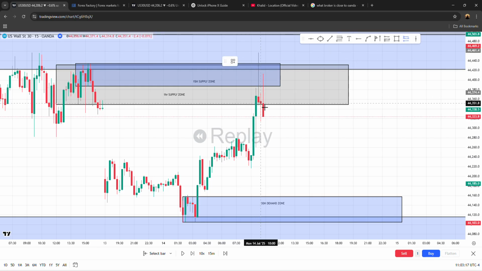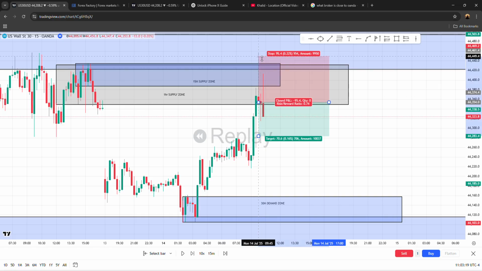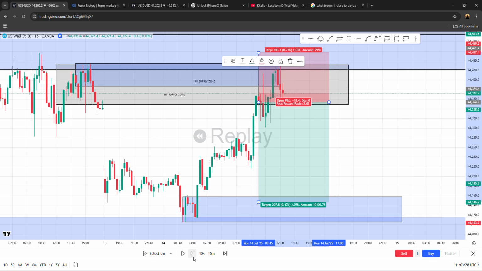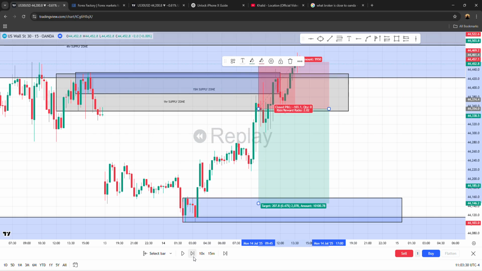So I did take a sell, put my entry here, my stop right above here, always above the entry. Targeted 1 to 2. I know I lost the trade. I don't remember what happened, but I just know I lost the trade. Yep, because all my trades have been losses.